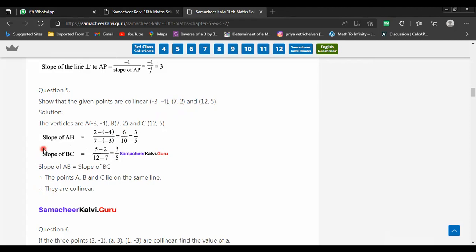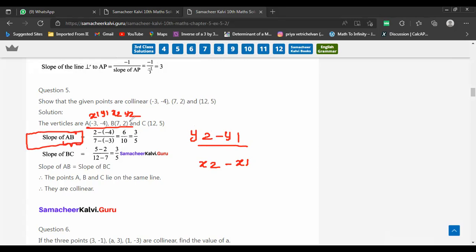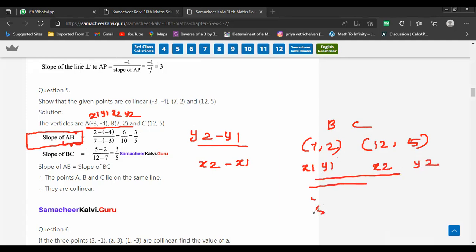So first you take AB, these two, assume this is x1, y1 and this is x2, y2. Substitute in this formula y2 minus y1 upon x2 minus x1. You will have slope of AB. Similarly, for finding the slope of BC, B is 7, 2, which is x1, y1. C is 12, 5, which is x2, y2. So again, you substitute in the same formula. It's going to be 5 minus 2 upon 12 minus 7. So that's your slope of BC.